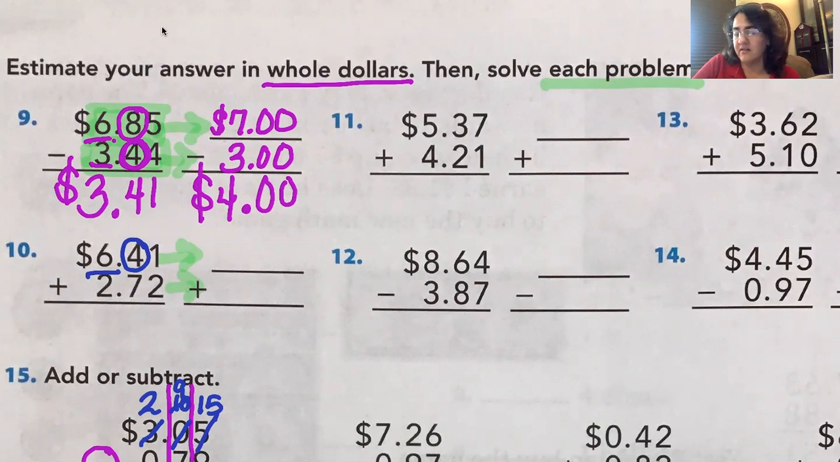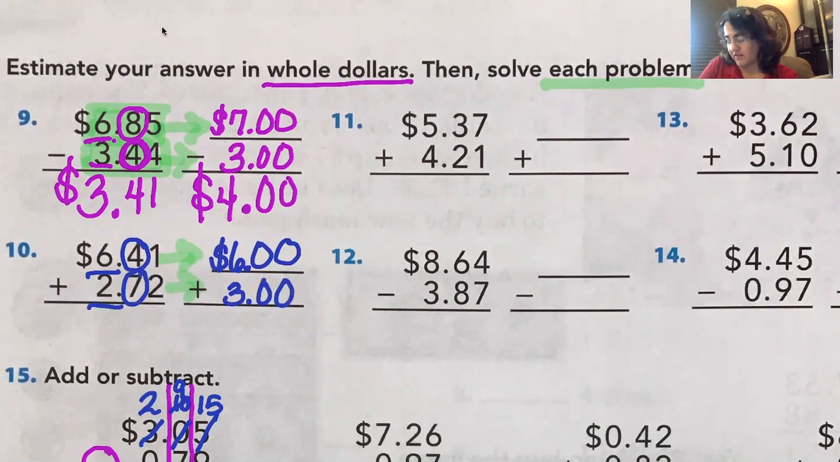Sonia. It's going to stay a 6. Good job. Okay, and then we have $2.72. What is going to happen with the 2? Will it become a 3 or will it stay a 2, Lola? It's going to become a 3 because the 7 is more than 5. Okay, now we just have to add those together.